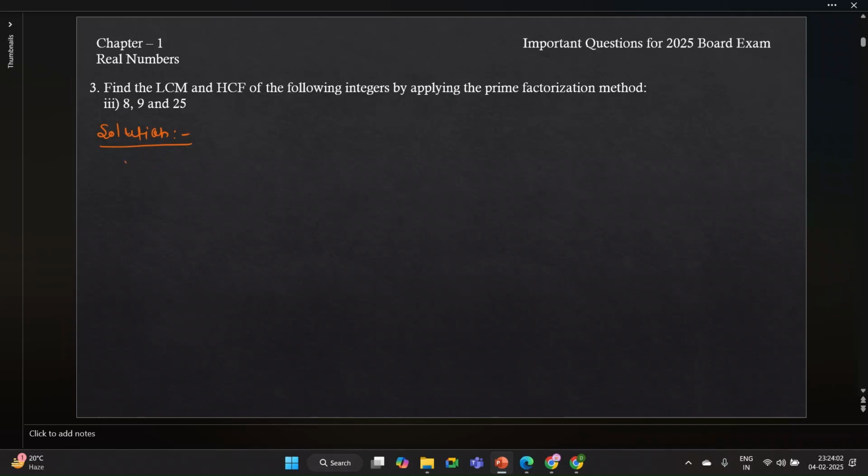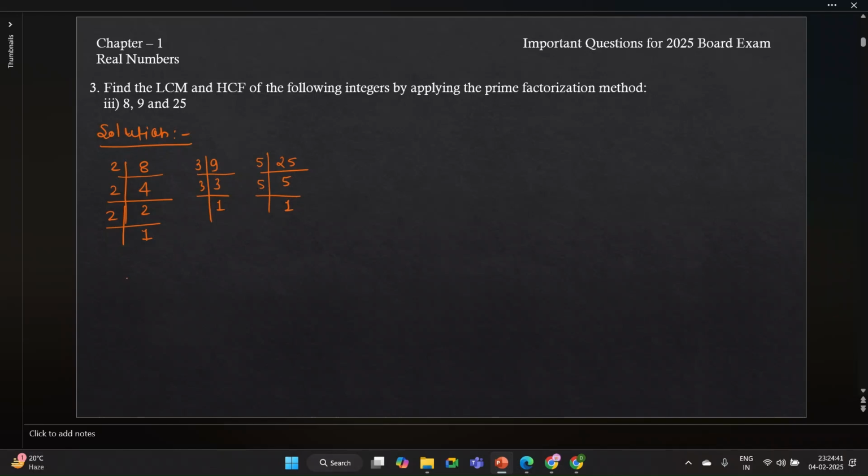So we have to use the same thing like that. I'm writing 8, so just cut it down: 2, 4, 2, and then 2 again, then 1. We are not writing down the factors now. I'm finding the factors of 9. It is divisible by 3, and 3 times 3 is 9, and then 1. Again, we have to find out 25 also. I'm dividing by 5, so it would be 5 and then 1.